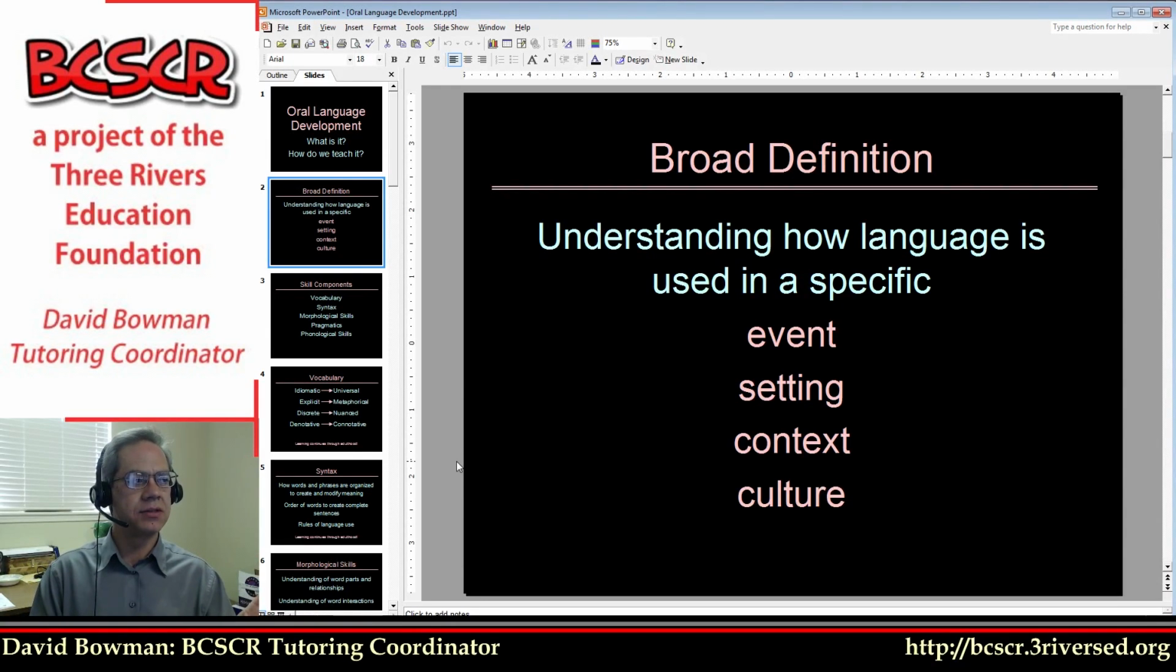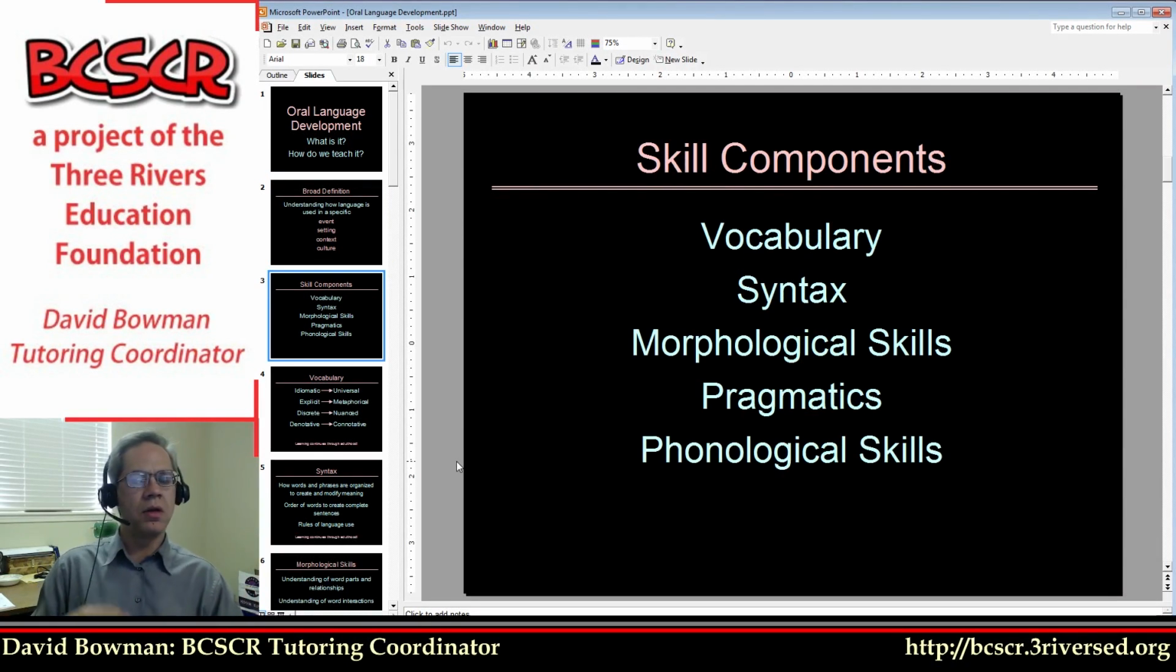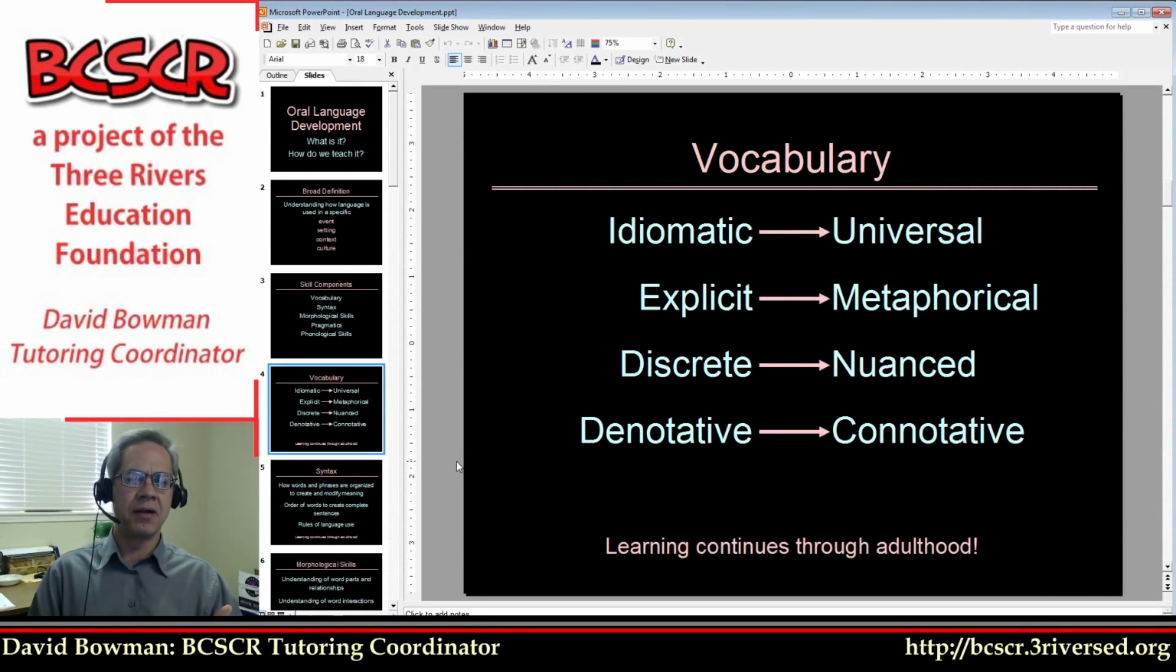But as it turns out, oral language is not just a single skill. It's not just, here is the name for that thing, here is the name for that idea. It turns out that oral language is really a combination of 5 different skill sets: vocabulary, syntax, morphological skills, pragmatics, and phonological skills. So let's take a moment and look at each one of these to understand how they together equal oral language skills.